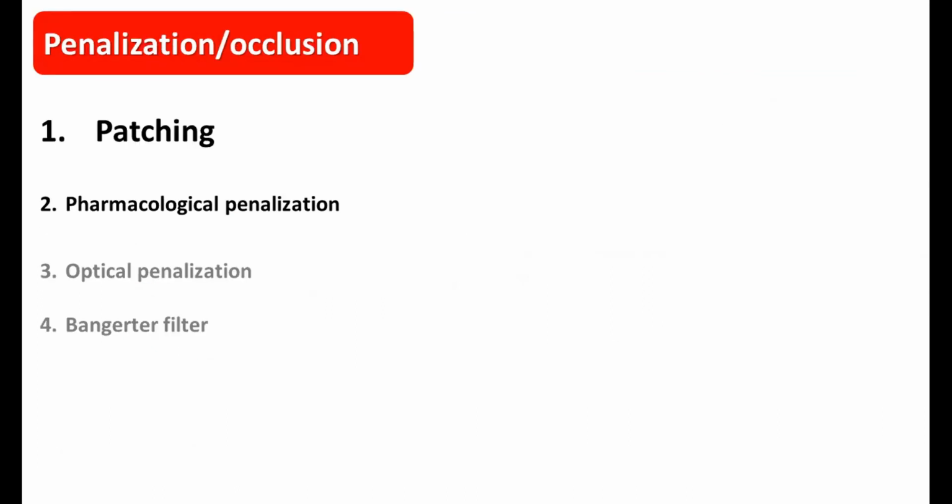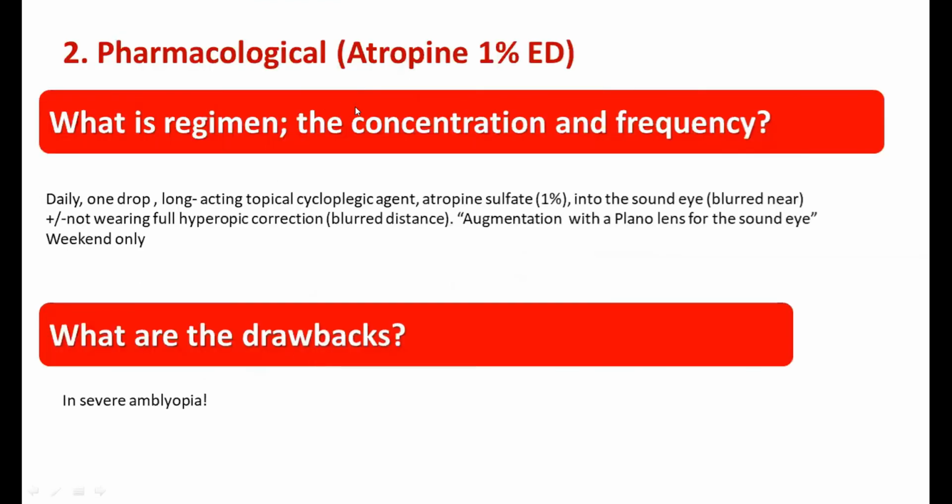So this is one form of penalization, which is using the patch on the sound eye. So don't forget, the sound eye. And how about pharmacological penalization? We have atropine eye drops, 1%. Previously, I didn't use this line of treatment, but anyway, it is an important line of treatment, and sometimes it is the first line of treatment instead of patch.